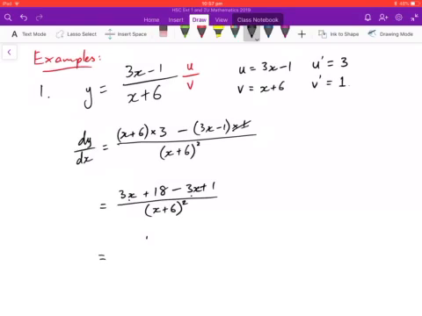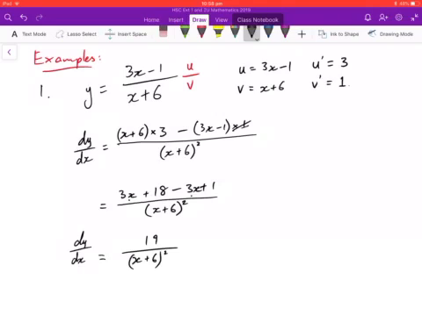18 plus 1 is 19 over (x + 6) all squared. So that is the derivative, that's the gradient function, dy/dx. It's the gradient function of my (3x - 1) over (x + 6). So at any point I could find out what's the rate of change of this function, (3x - 1) over (x + 6).